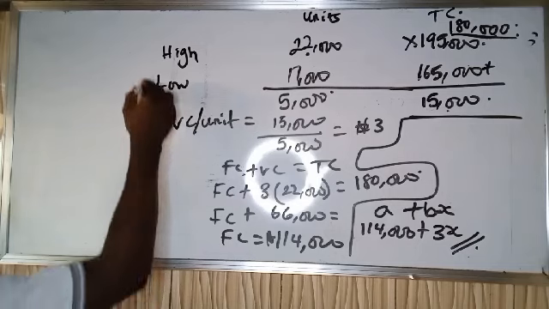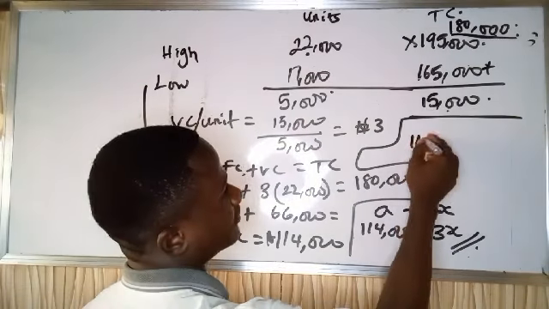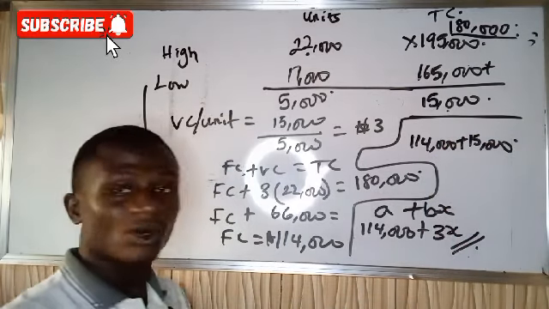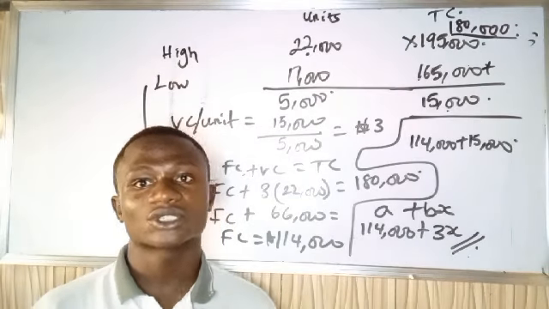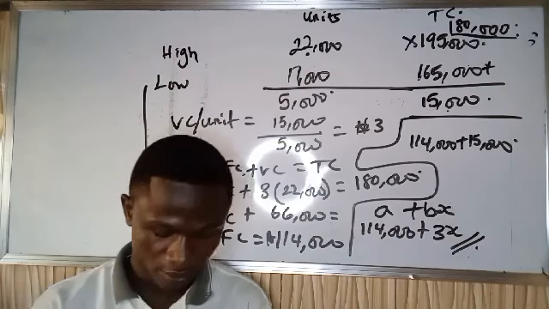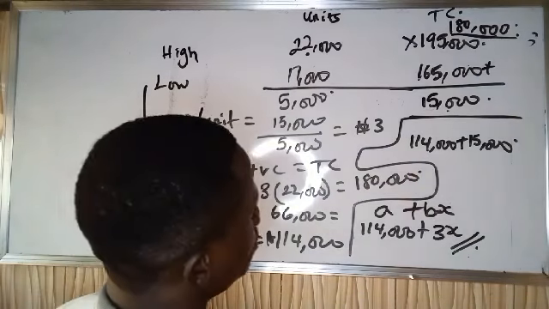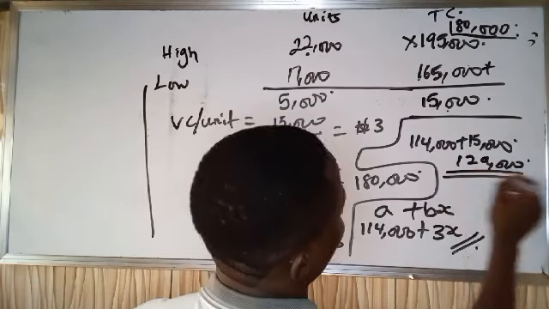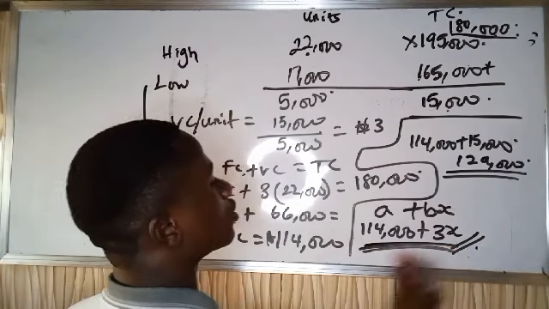Just say the fixed cost at the higher level will be 114,000 plus 15,000, because at the lower level fixed cost is this, and you have been told that at the higher level fixed cost increased by 15,000. So just add 114,000 plus 15,000, and I'm going to get 129,000. So this is my fixed cost at the higher level, and this is my cost function at the lower level.